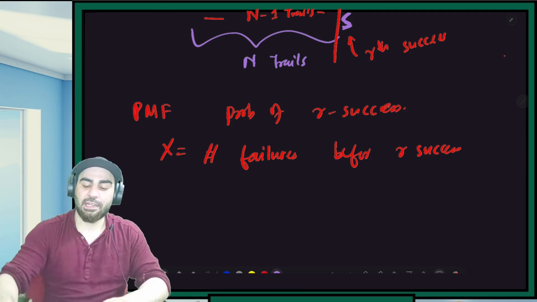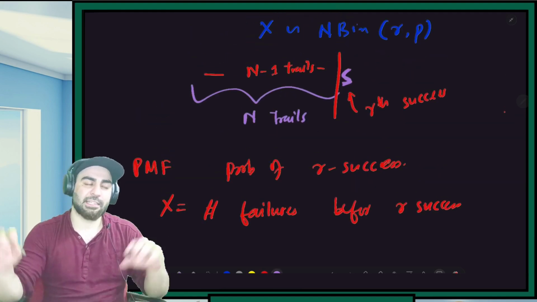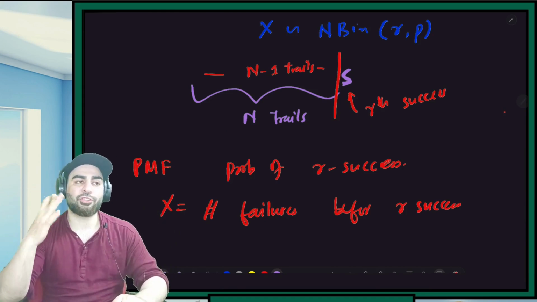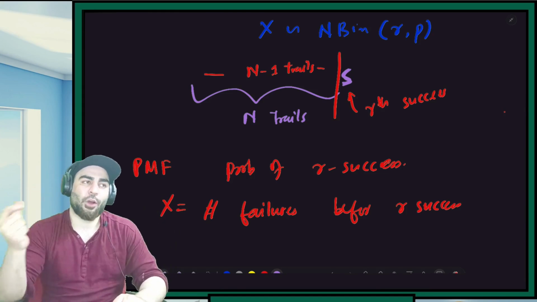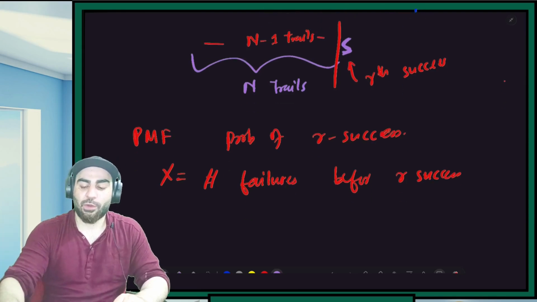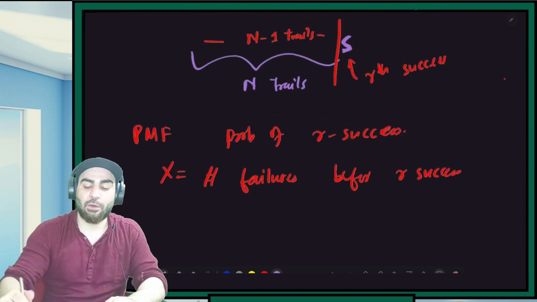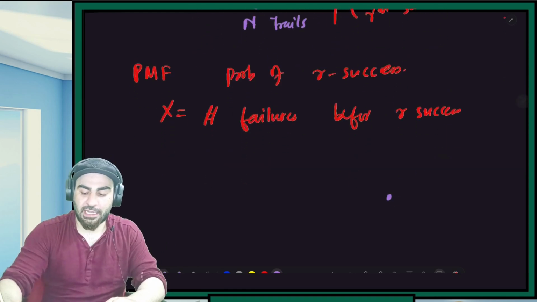Okay, because as I said, I have these n trials. Let's consider I have performed n trials, and I have stopped in the nth trial because the nth trial was a success. That is why I stopped, because it was my rth success. So now I can break this problem down into two steps. I can say now the last is my rth success.